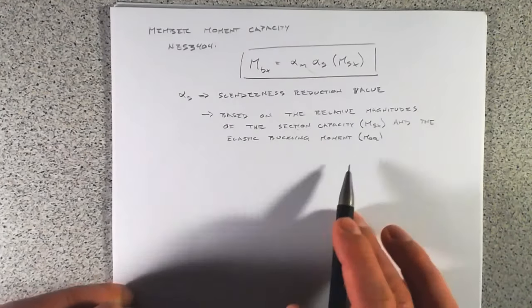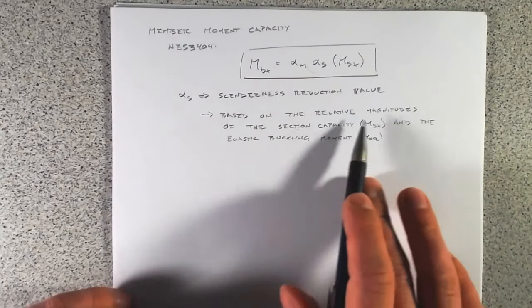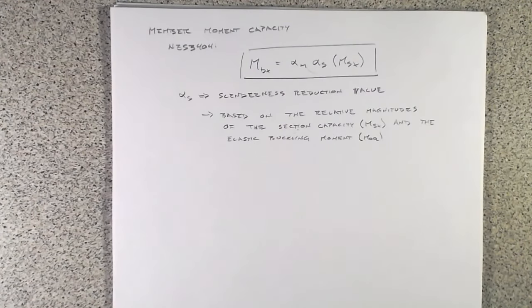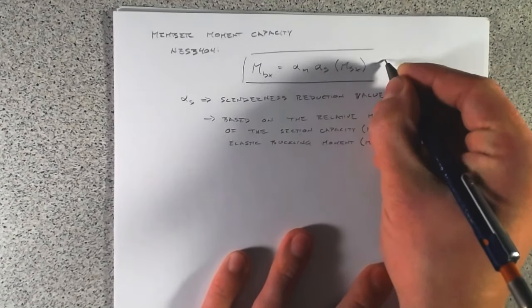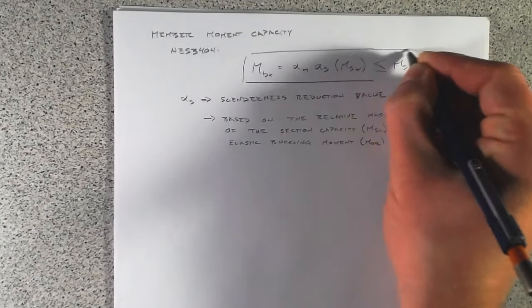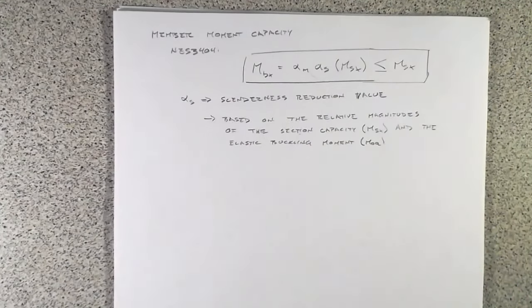So how they get this and how they've derived it: before I get into that, take a step back. This seems analogous to non-compact sections, where, looking at section capacity and local buckling, we knew that we would get some yield, but we'd buckle before we fully yielded the section. This alpha s term is the analogous term for the member capacity of a section, where our maximum is M sub x. Sorry, I should put this small caveat here: less than or equal to M sub x. That makes sense. This is our limit here, a full plastic section.